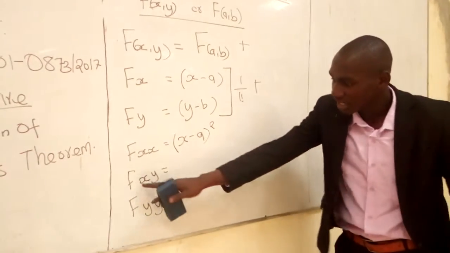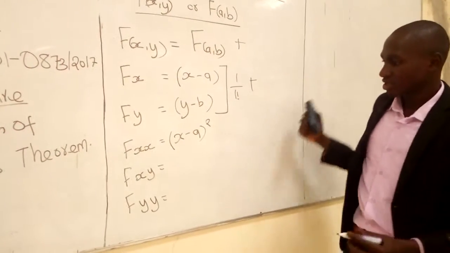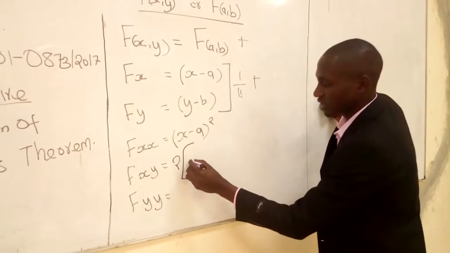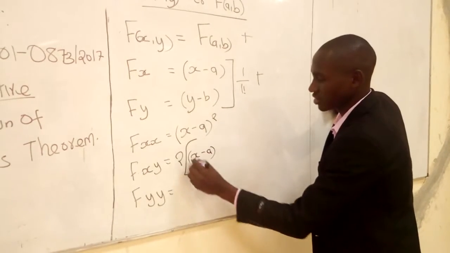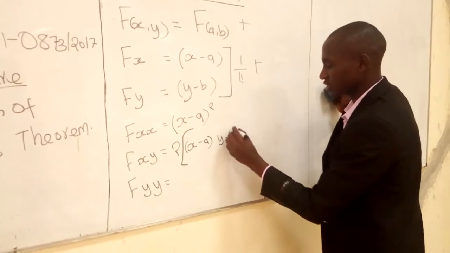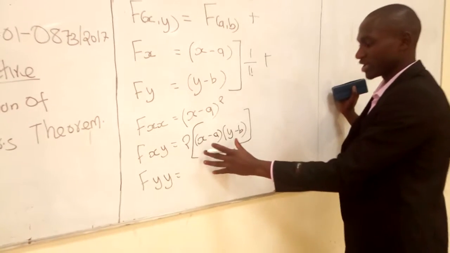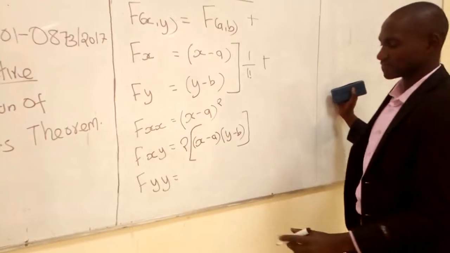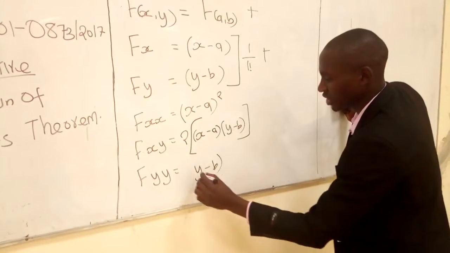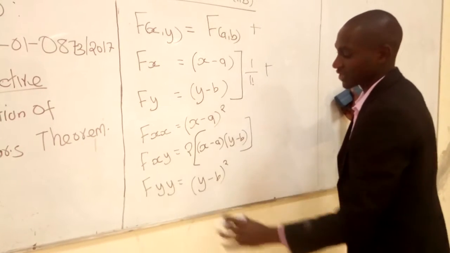Consider here also we have x and y. For us to find this, we need the concept of linear algebra, whereby we shall have two opening brackets. For the x, which was x minus a, that's for the x. And for the y, we shall have y minus b. Then we close the brackets. That shows that these two will be multiplying the whole functions inside here. And for the last one, we shall have y minus b squared, because we have two functions of y.